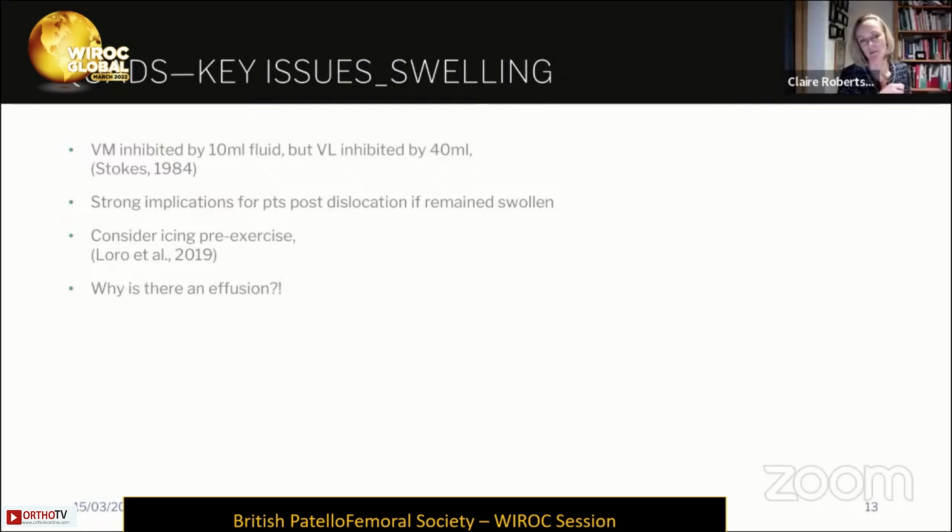And this lovely paper from Loro recently showed that with some patients, if you consider using ice pre-exercise, it seems to get a better response in the quads. They used EMG to look at quads readings. So I think there is certainly a place for that with those patients that are quite shut down and maybe have a trace of an effusion.